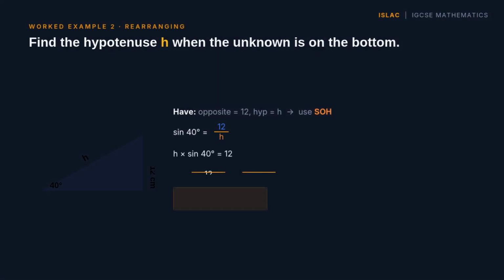Worked example 2. The harder case where the unknown is on the bottom. Angle 40, opposite 12, find the hypotenuse. That's SOH. When the unknown is in the denominator, swap it with the ratio value.